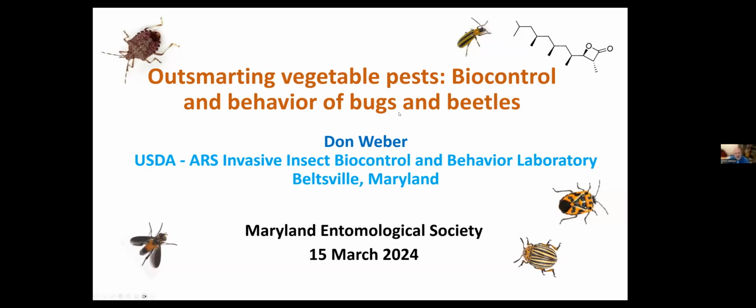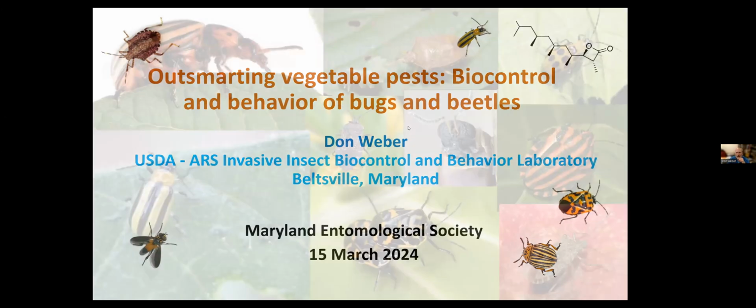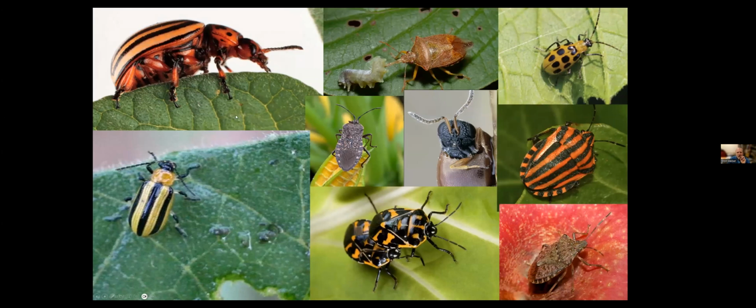So I'm gonna stick with outsmarting vegetable pests, and we're gonna actually have a little more emphasis on the behavioral side. And that's going to involve one of the things you see represented up in the upper right-hand corner, which is a pheromone. And these insects scattered around are some of our subjects, but I'm going to let you stare at this for just a moment and see if you recognize any one of these.